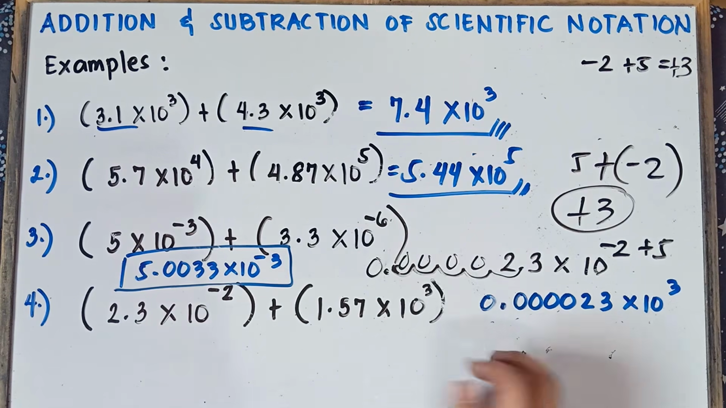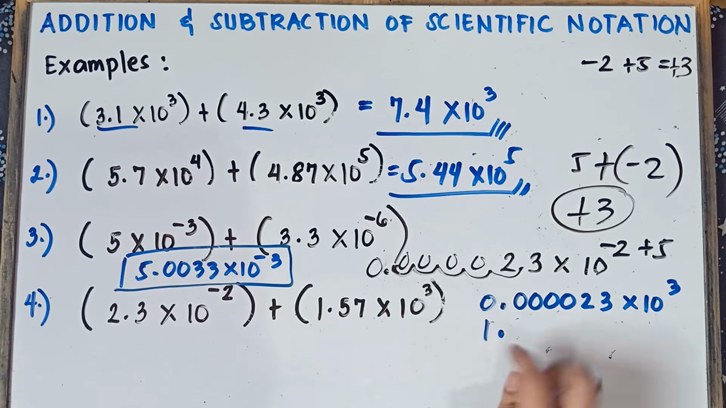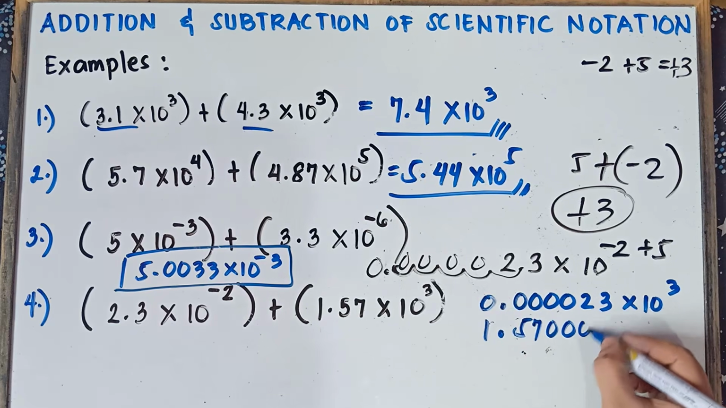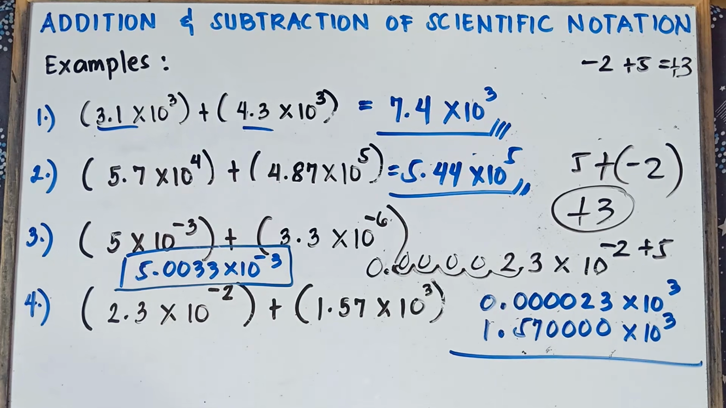And then simply copy this one, 1 point. Once again, because you align the decimal point, 1.57. And then you can put zeros, 0, 0, 0, 0, times 10 raised to the power of 3. And they will have the same exponent. And then simply add that one. So once again, because you can put zeros there, that's okay.